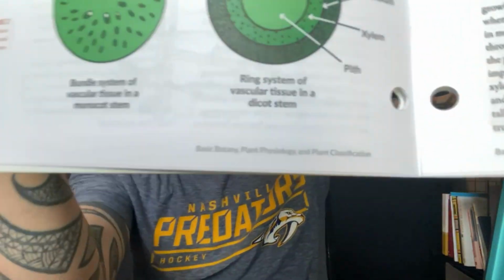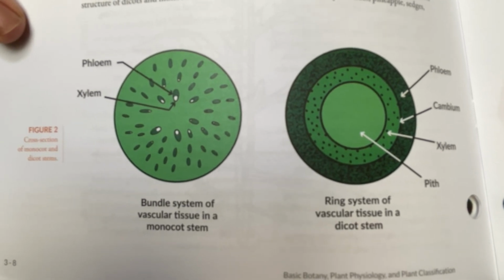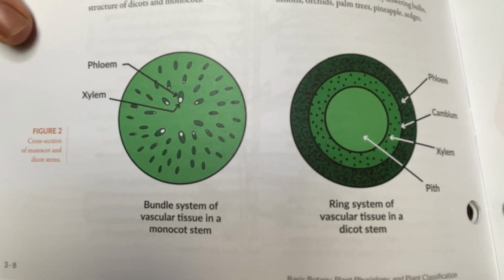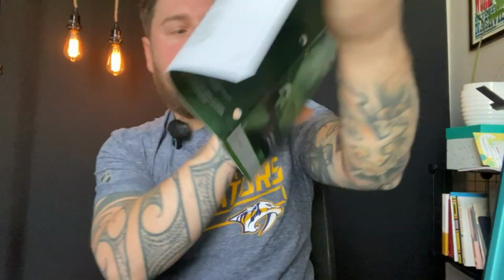Here is a picture of a monocot and a dicot. What it looks like. See, this one has a little bit more layers. This dark one, the ring, has a phloem layer, a cambium layer, xylem and pith. That's a dicot. Di meaning two, mono meaning one. Mono just has a phloem and a xylem. So what is all that?